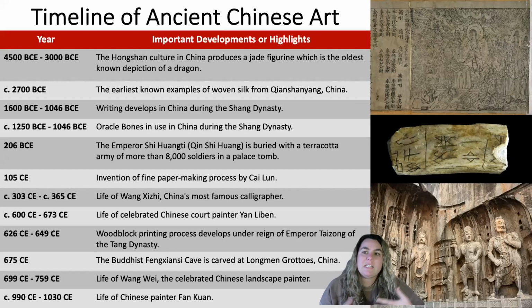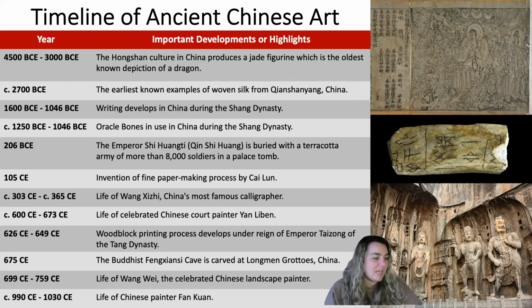All right, so let's look at a timeline of ancient Chinese art. As you can see, it dates back thousands of years. So the earliest connection that we have to ancient Chinese art is around 4500 to 3000 BC. And we see one of the first depictions done in jade, and it was of a dragon.